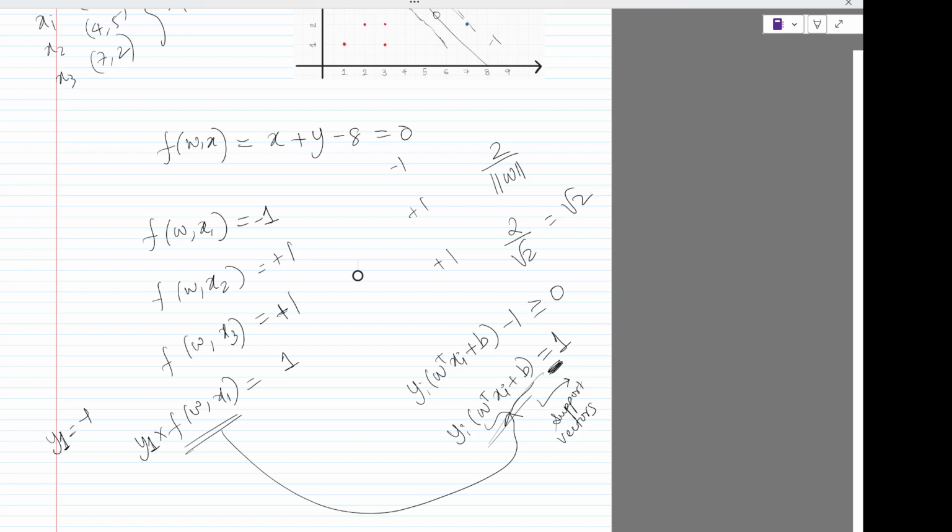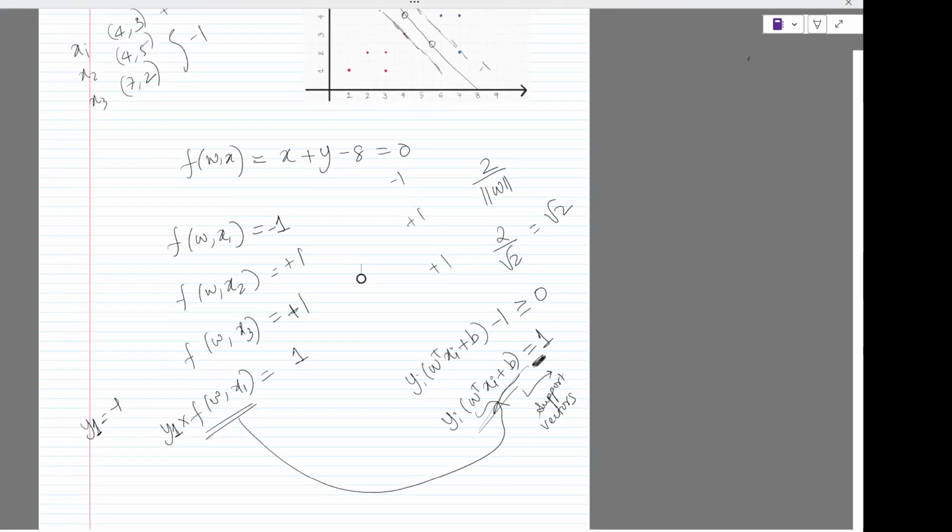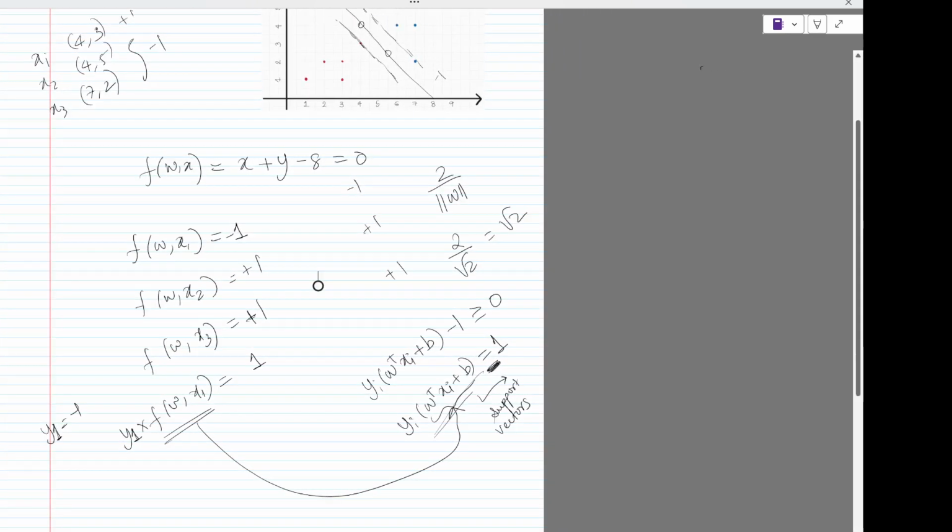Okay, if there is no doubt, then maybe I can briefly discuss something called a soft margin SVM. I think that was not covered in the lecture. Is it covered? Soft margin SVM is not covered, no?